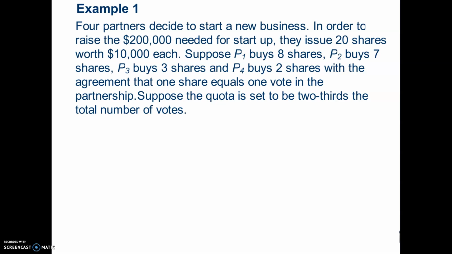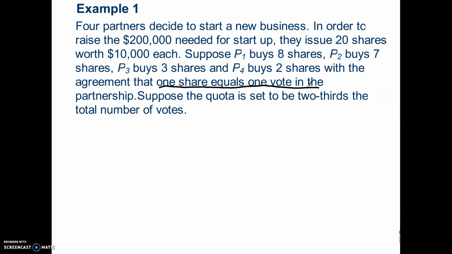All right, our first example. 4 partners decide to go and start a new business. In order to raise the $200,000 needed, they issue 20 shares worth 10 grand each. Suppose player 1 buys 8 shares, player 2 buys 7, player 3 buys 3, and player 4 buys 2, with the agreement that 1 share equals 1 vote. That's going to be important here: 1 share equals 1 vote in the partnership.